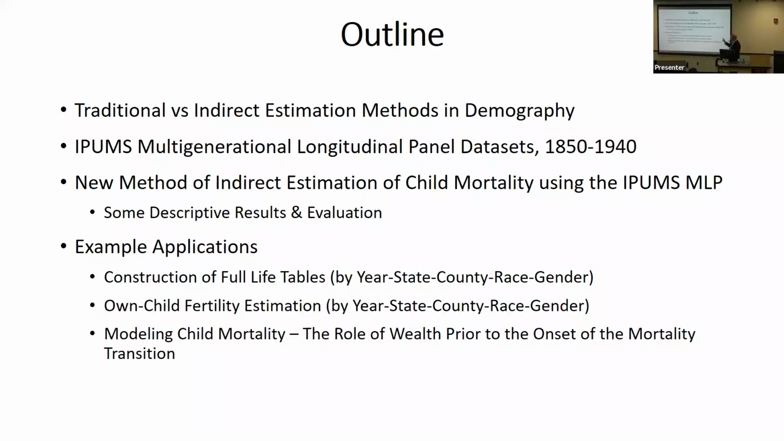We're going to be constructing a life table for every combination of year, state, county, race, and gender between 1850 and 1940. So we construct about 100,000 life tables in this paper. For the same units, we construct new estimates of fertility, including marital fertility, total fertility, age-specific fertility rates. And then an application where we use these data, where it really gets exciting, is we're trying to model at the individual level factors related to child mortality.